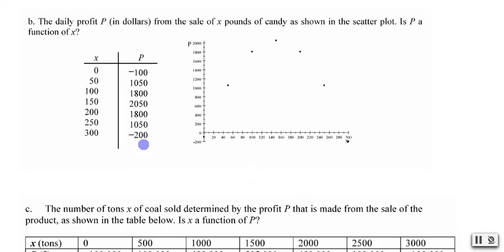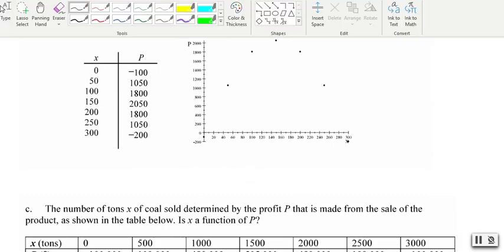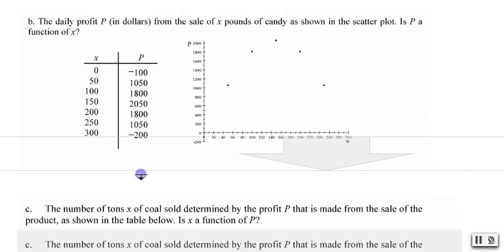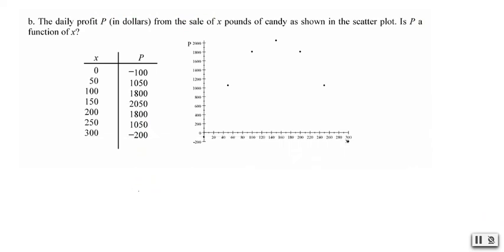All right, the daily profit, P, in dollars, from the sale of X pounds of candy as shown in the scatter plot. Is this a function of X? So is the profit a function of X? You get one profit for every value of X that you have. And the answer is yes, we definitely have.